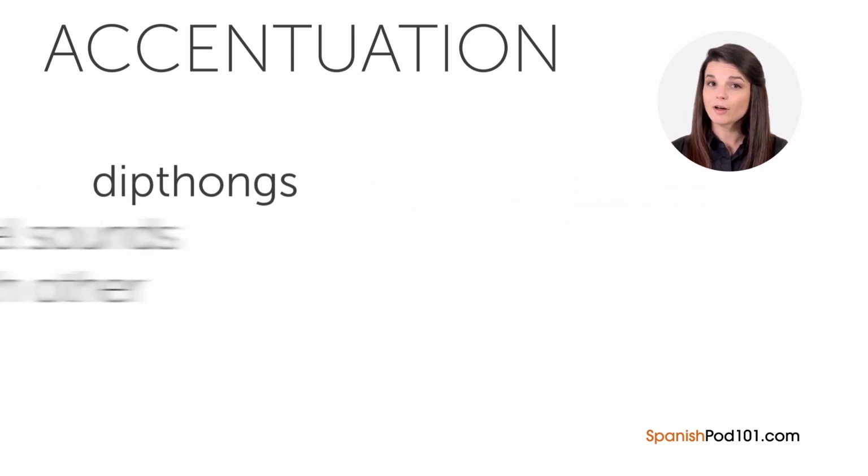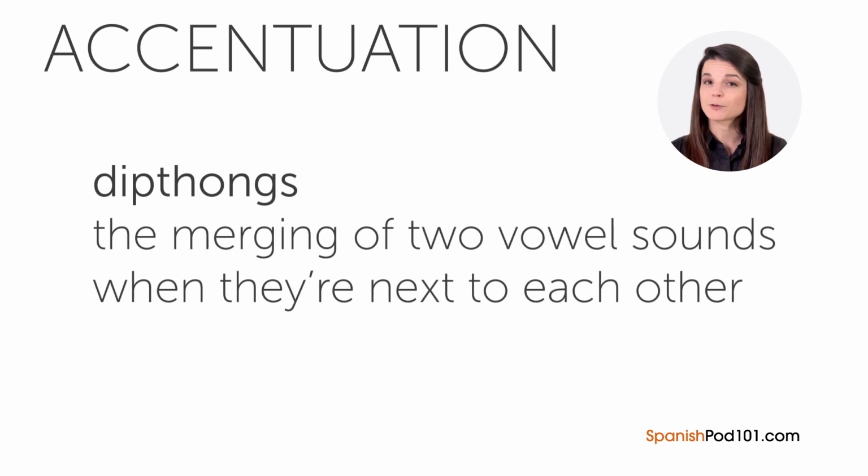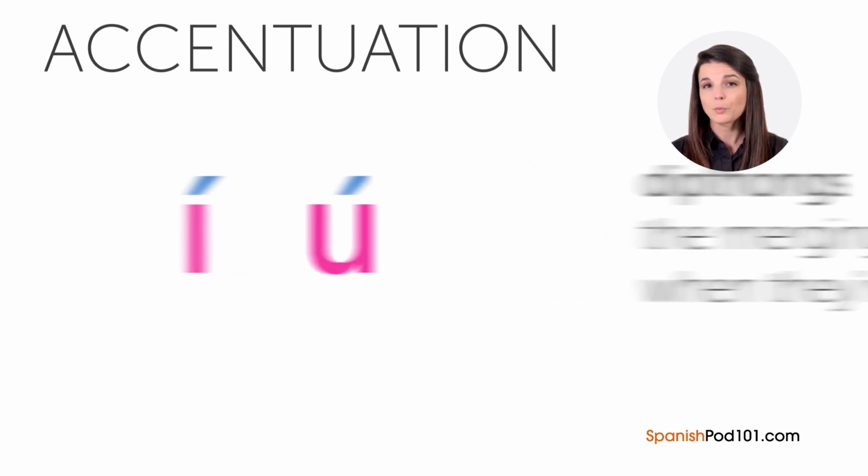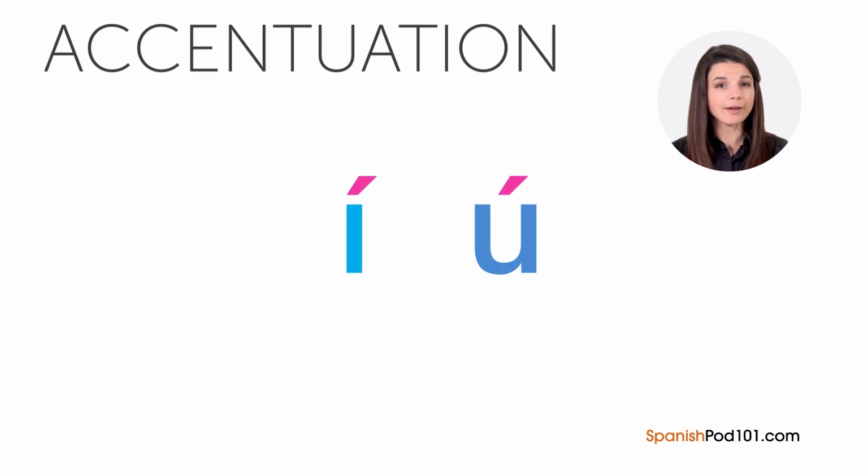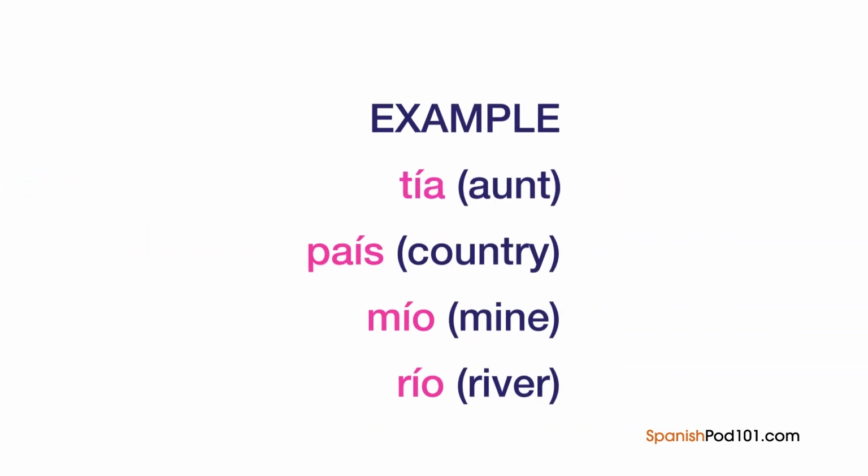Do you remember diphthongs? The merging of two vowel sounds when they're next to each other? Well, whenever this accent appears over the letters I or U in a vowel group, it prevents them from being a diphthong, meaning you must pronounce them separately. For example, tía, país, mío, río.